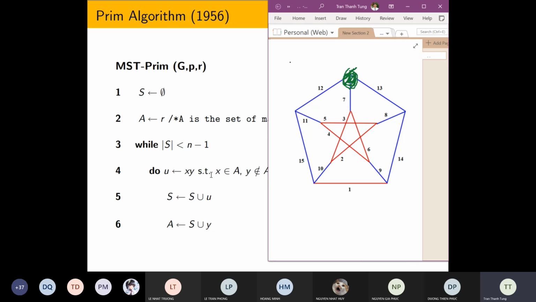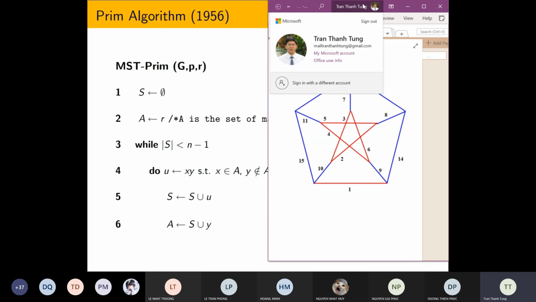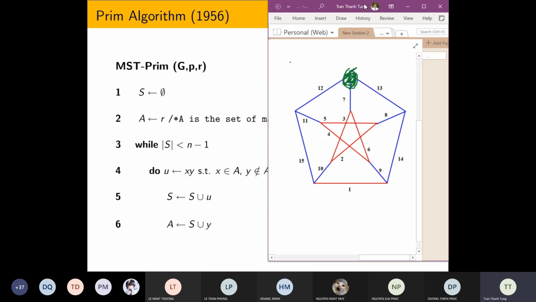Here in the slide, it says take the edge xy in such a way that x belongs to A, meaning x is a member of A and y is not in A. So I take 7. I take that edge and mark the termination. I mark this one.